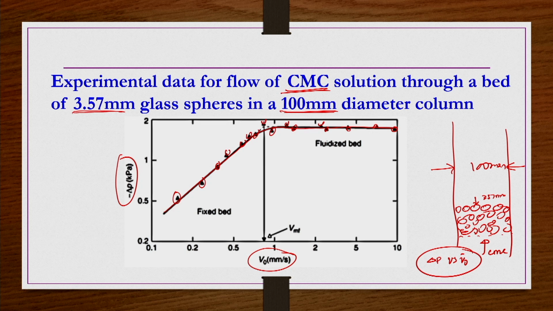So the velocity corresponding to the point from where the pressure drop becomes constant onwards is known as the minimum fluidization velocity. Below the minimum fluidization velocity, the bed behaves as a fixed bed where the pressure drop increases with the flow rate. Beyond the minimum fluidization velocity, the bed behaves as a fluidized bed where the pressure drop remains constant, or remains independent of the superficial velocity of the fluid.